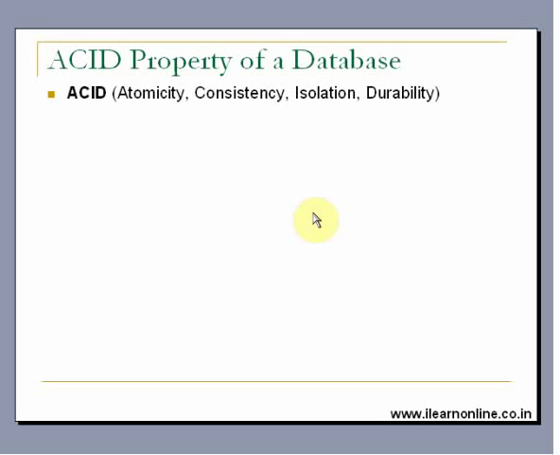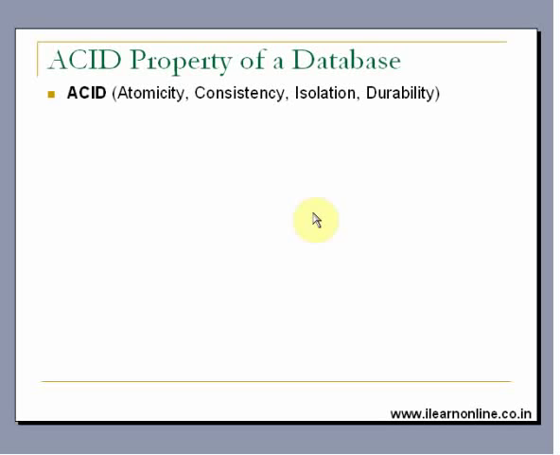Hi, in this session we will talk about the ACID property of a database. So what is this ACID property? It consists of four different properties which we are supposed to strictly follow while we are creating the databases through which we maintain the data of any business. So ACID: A for atomicity, C consistency, I isolation, and D durability.